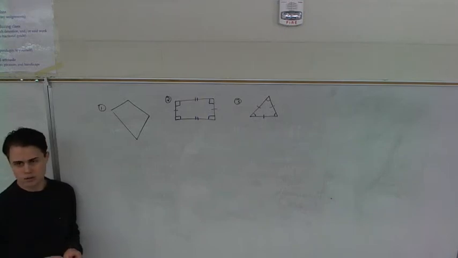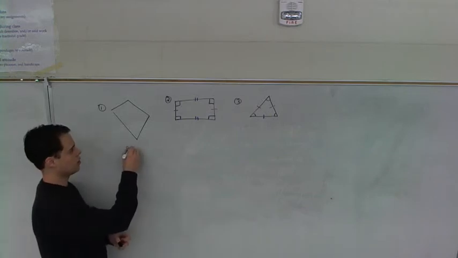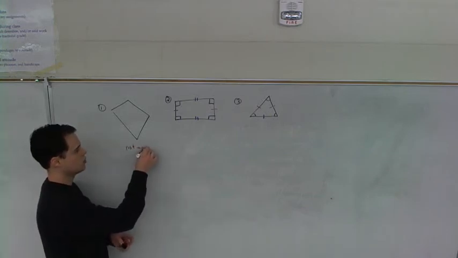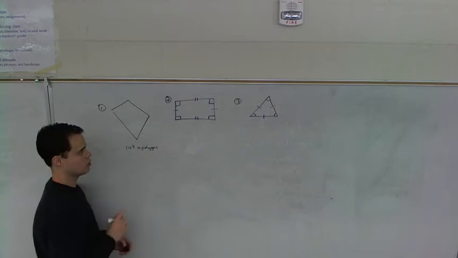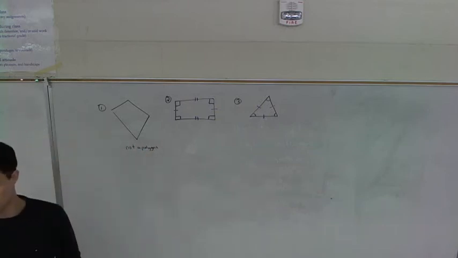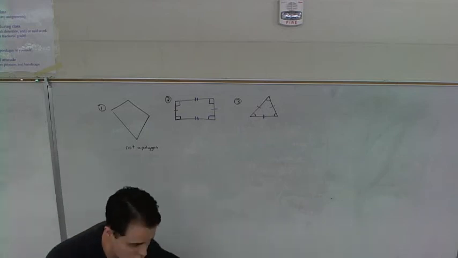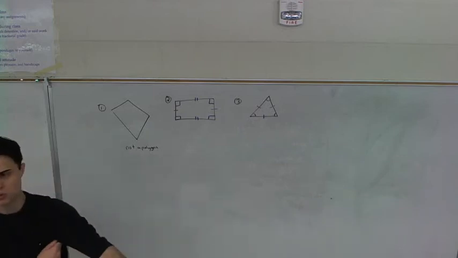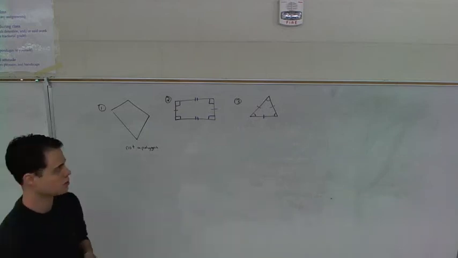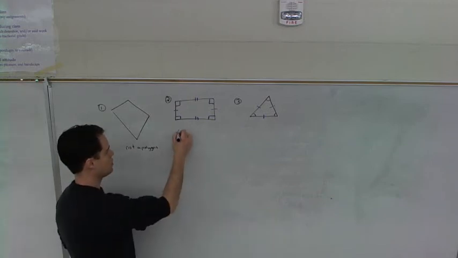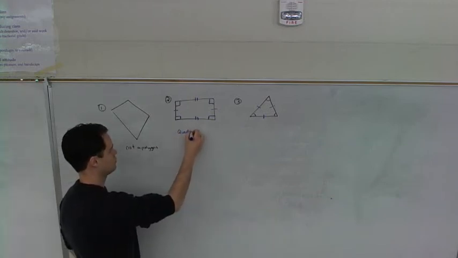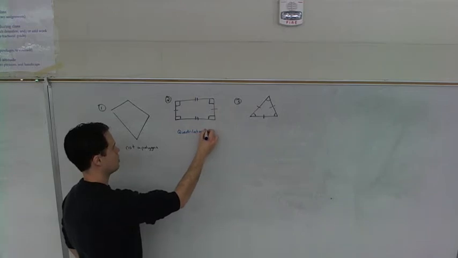It's not a polygon because it has a gap. Okay. Number 2, what are all the names? I could name this one tons of ways. It's a quadrilateral. It is a polygon.